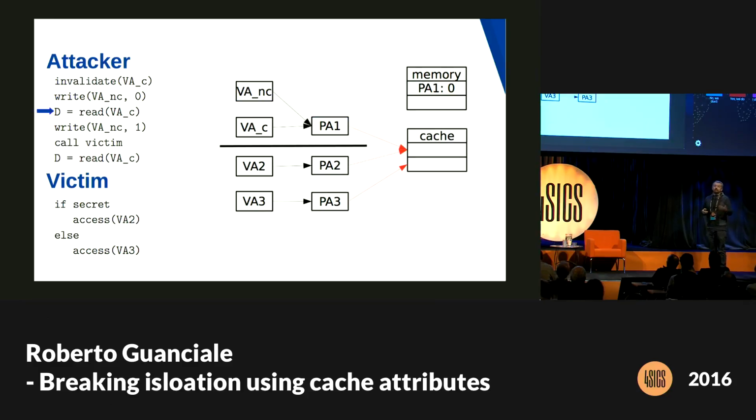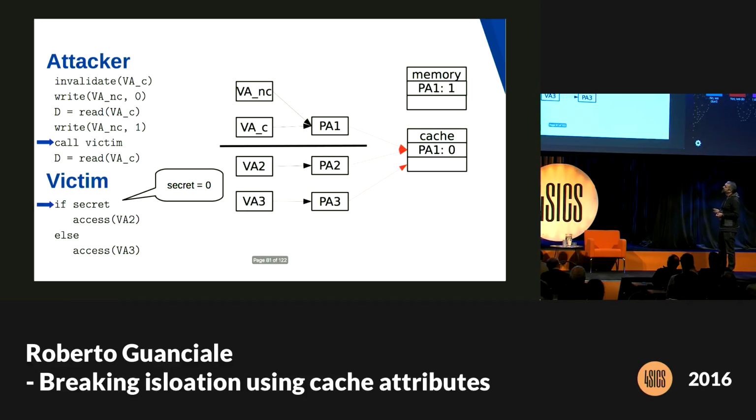It reads using the cacheable alias, so it goes to the cache. 0 is fetched from the memory and is copied to the cache. And then it writes 1 into the non-cacheable alias. So 1 bypasses the cache and is written directly to the memory. That's exactly what happened in the previous example, right? And now the attacker calls the victim.